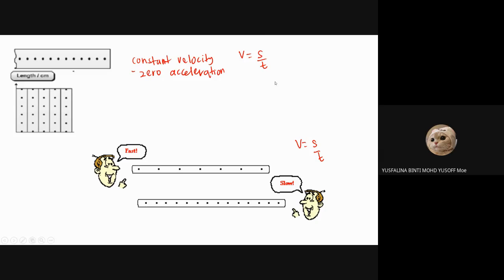You just use this formula and then you can analyze whether the displacement is increasing, the velocity is also increasing, which means that one is acceleration. So just use this formula.